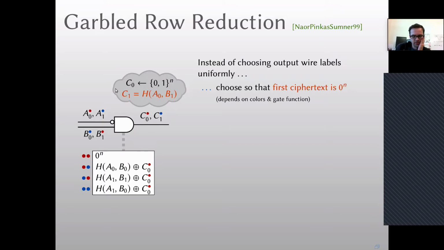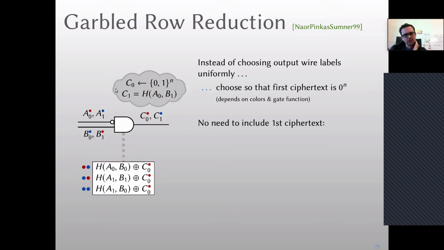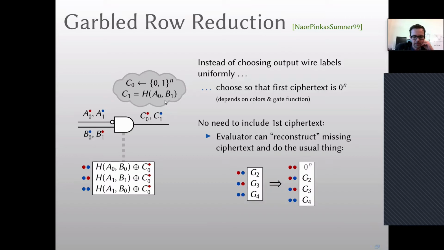So this is not a formal proof, but that's a justification why it's safe to do this, right? Even when you choose C1 in this way, it still is secure enough, I guess. So I hope that made sense. If it doesn't, please ask in the chat and we can clarify.